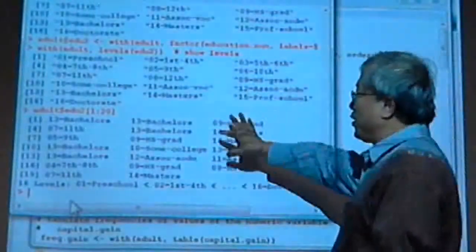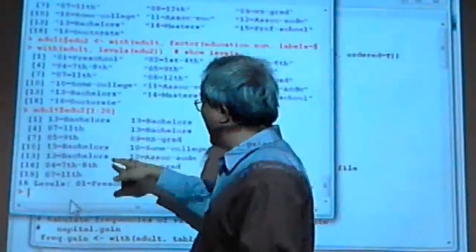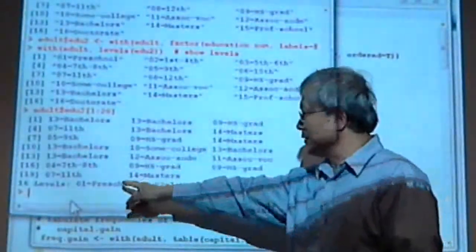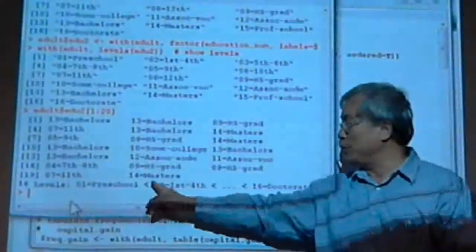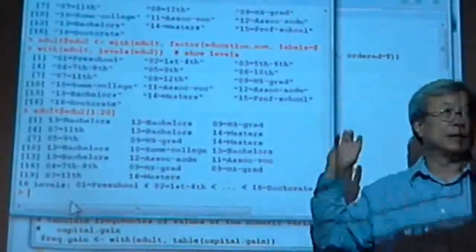Just show the first 20 observations. So basically, this is all the categorical data, the first 10 observations as such, and you can actually see the level 01 less than 02. You see this additional information. These are all the categories.